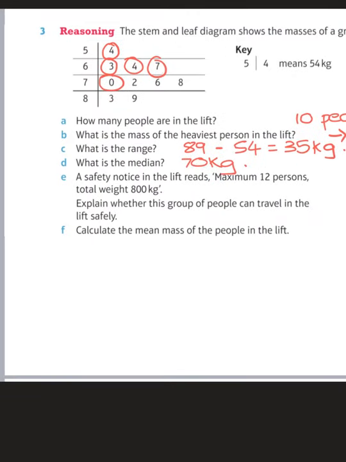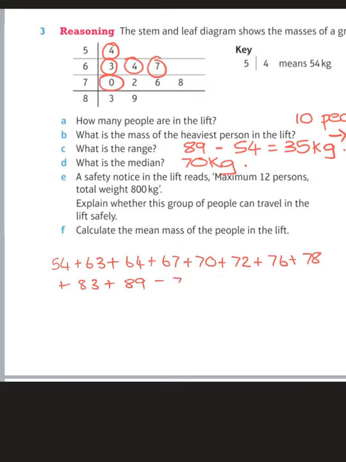Okay, so moving on to the final question, which is question F. Calculate the mean mass of people in the lift. Okay, so for this question, we need to make sure we add up all the values, which is going to be 54 plus 63 plus 64 plus 67 plus 70 plus 72 plus 76 plus 78 plus 83 plus 89, which equals 716.